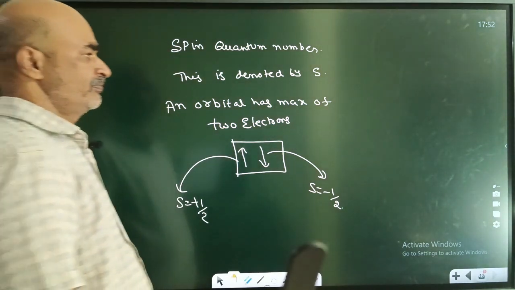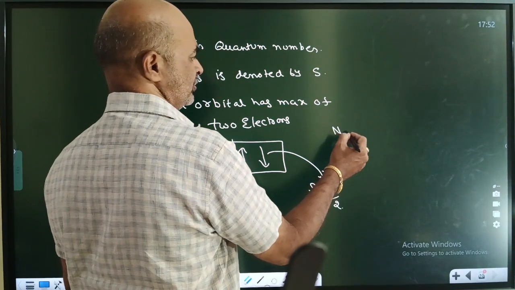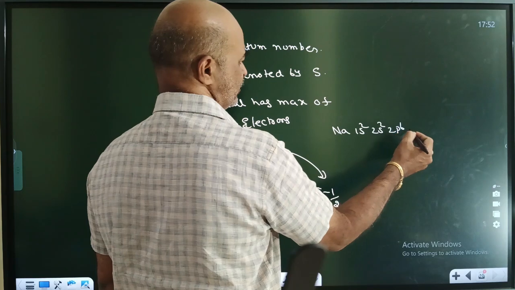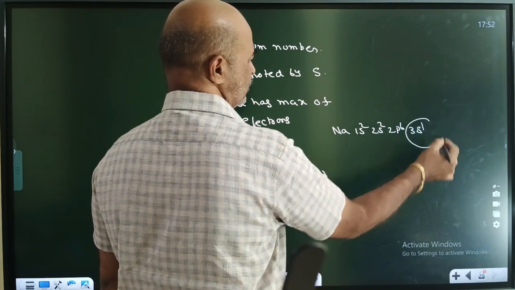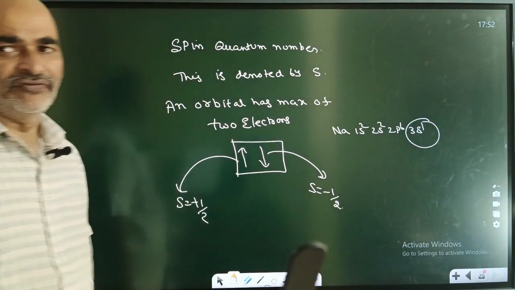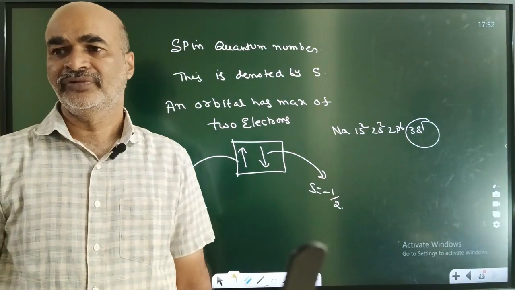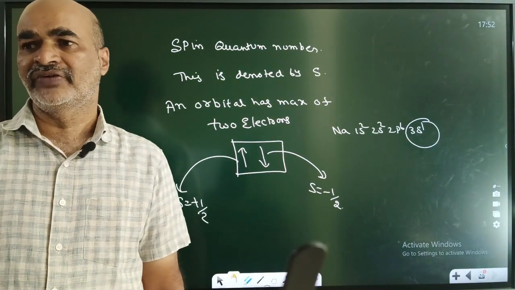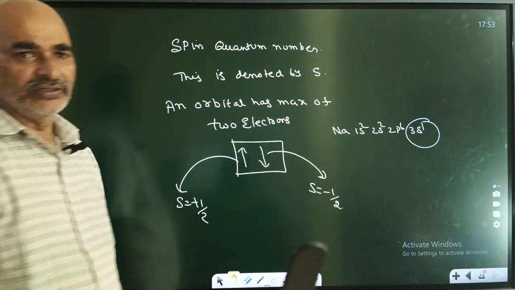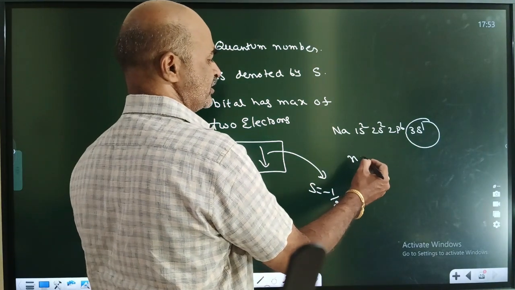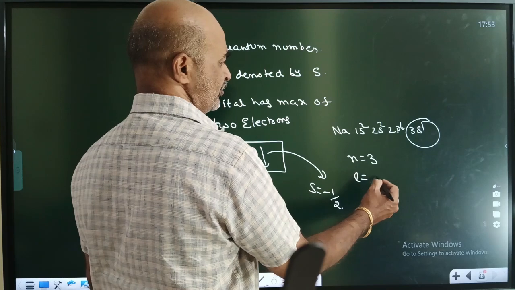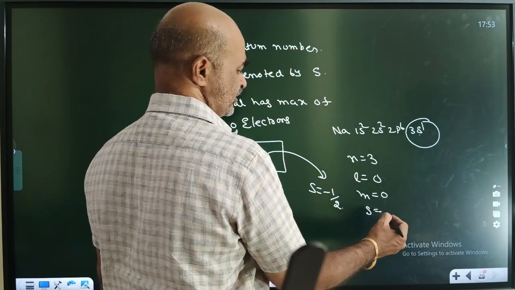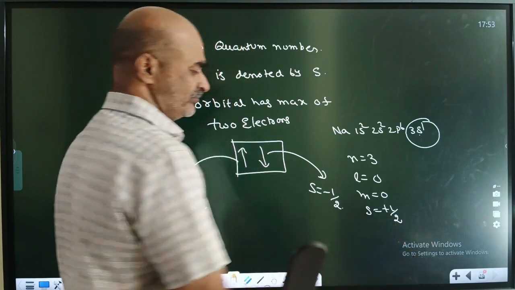Suppose sodium, 1s2, 2s2, 2p6, 3s1. What are the four quantum numbers for the differentiating electron of sodium? The valence shell electronic configuration of sodium is 3s1. Therefore, n is equal to 3, L is equal to 0 for s subshell, m is equal to 0, s is equal to plus half.